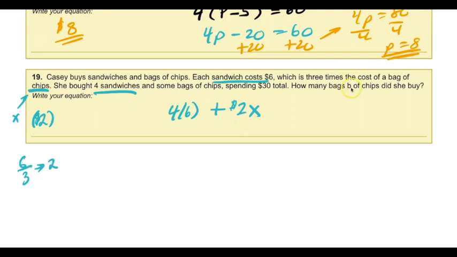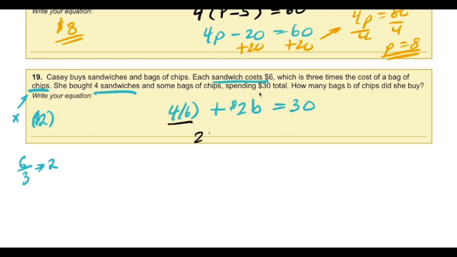I guess they put B. I'd say B. You know they cost $2 each because sandwiches are $6. That's 3 times the cost of a bag of chips. So if sandwiches are $6, divide that by 3, you get $2. So that's how much a bag of chips costs. We're buying B amount of bags of chips. We're spending a total of $30. So that is our equation.